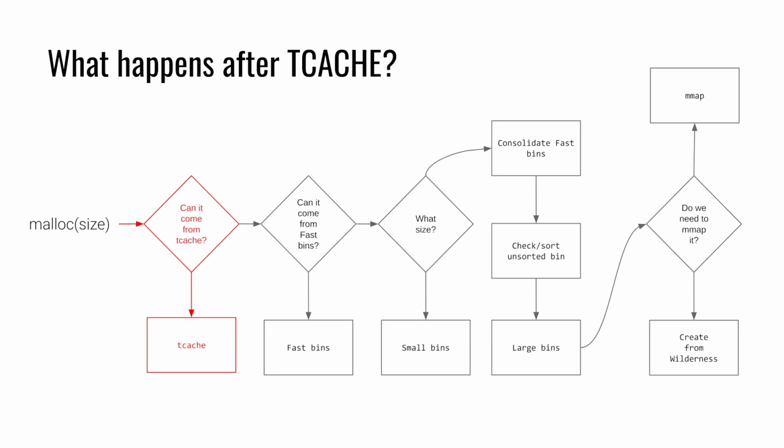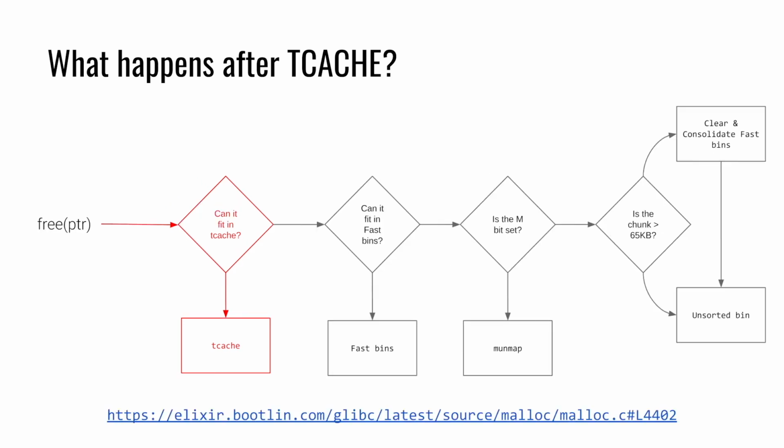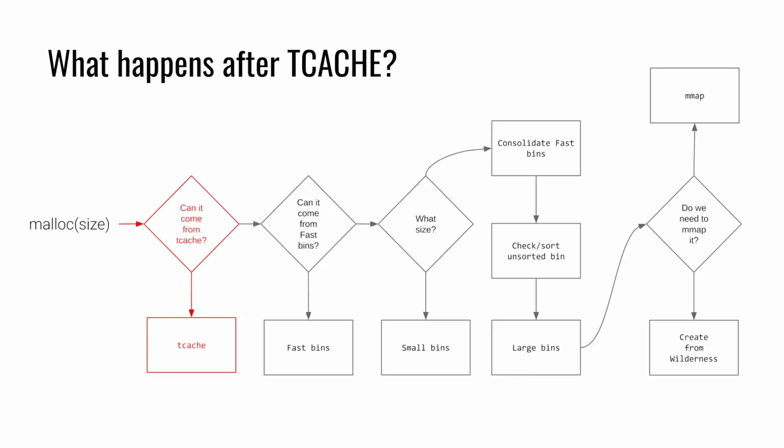Remember, the unsorted bin is what happened here when we freed. Everything that couldn't be cached in TCACHE or fast bins went into this unsorted bin. Now, when we malloc, if it's larger than the small bins can handle, then we start going through the unsorted bin. And we look at the chunks that are in there, and if the chunk that we are looking at is large enough to satisfy this malloc requirement, then that's what we'll return.